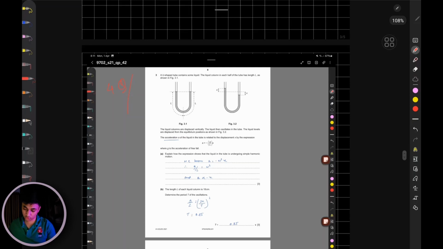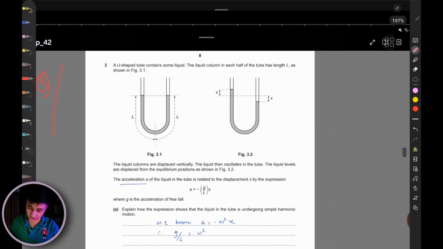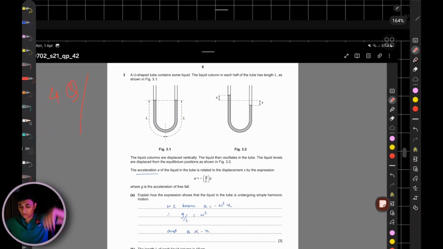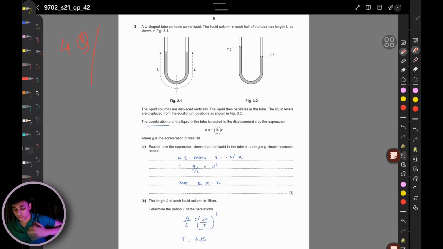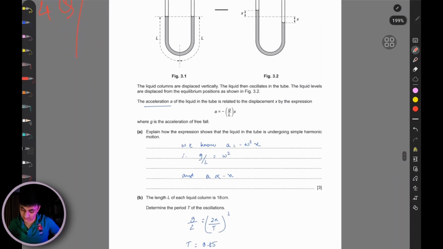Okay, now moving on to the next question. A U-shaped tube contains some liquid. The liquid column in each half of the tube has length L as shown. The liquid columns are displaced vertically. The liquid then oscillates in the tube. The liquid levels are displaced from the equilibrium position as shown. The acceleration A of the liquid in the tube is related to the displacement x by the expression A is equal to minus g by L times x, where g is the acceleration of free fall.